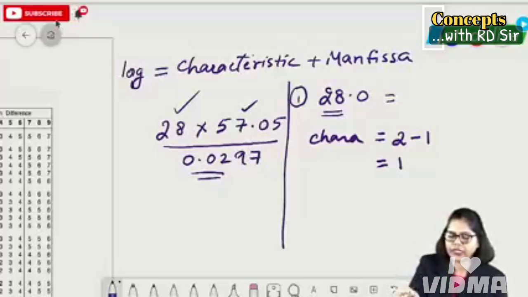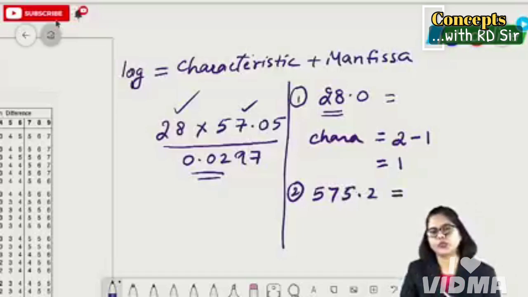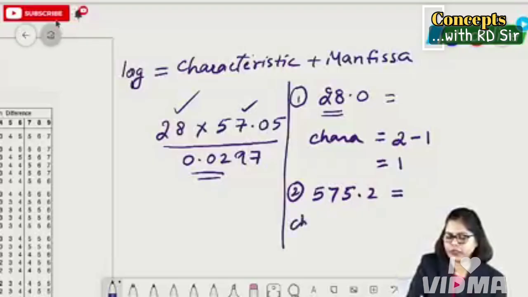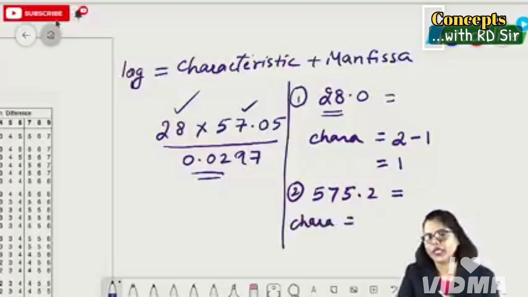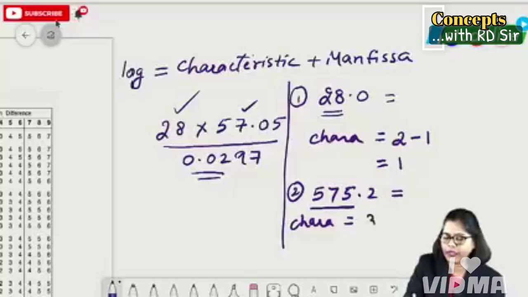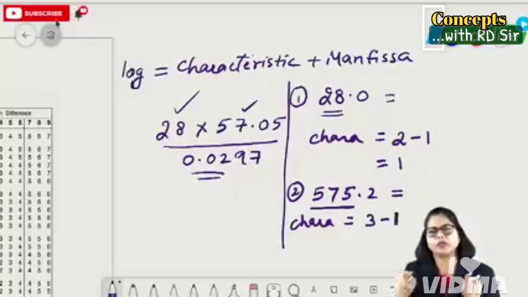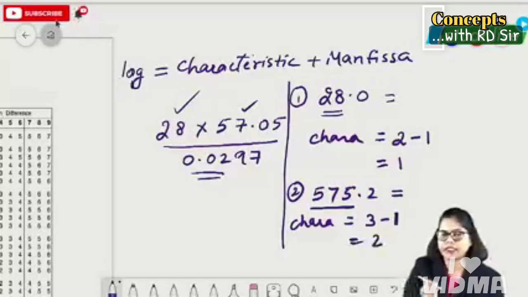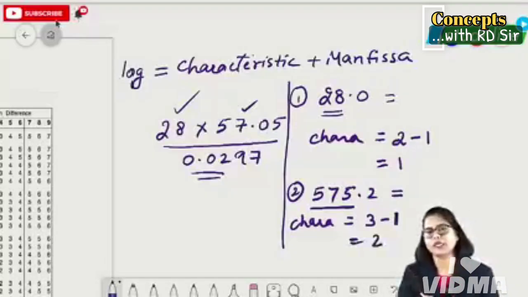Let me give another example, say 575.2. If I want to know the characteristic of this number, how will you get it? First, we check if the number before the decimal is more than 0. Yes, it is. Then count the number of digits. How many digits? 3. Because the number is more than 0, you reduce one, so you get the characteristic as 2. This is how we get the characteristic. This is the first rule you should know.